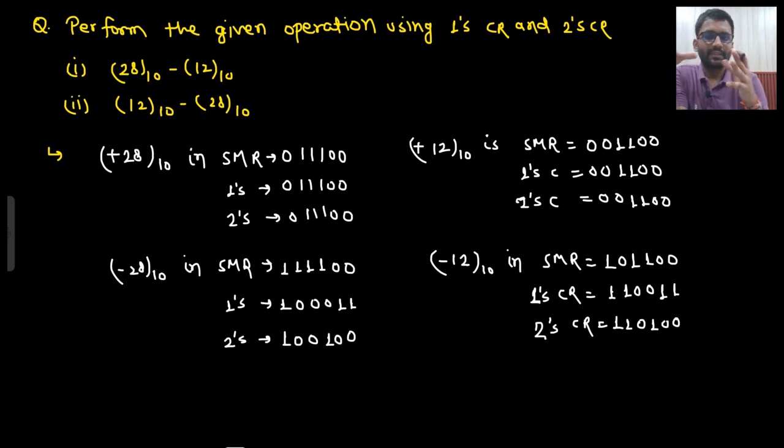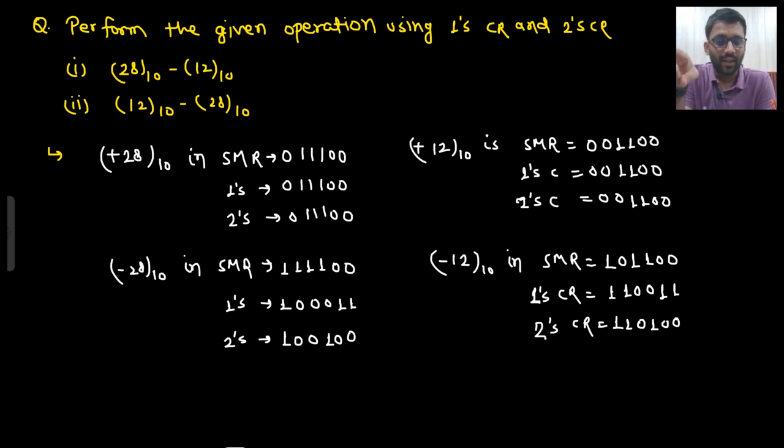Let's see a revision question. This will be a complete revision problem. You need to perform the given operation using 1's complement representation and 2's complement representation. So first you will need to denote it in sign magnitude form, 1's complement form, and 2's complement form. Positive numbers are there, negative numbers are also there. So first you need to denote that, and then you need to perform the addition. That will be the revision of the previous chapter, so you should be doing it on your own.